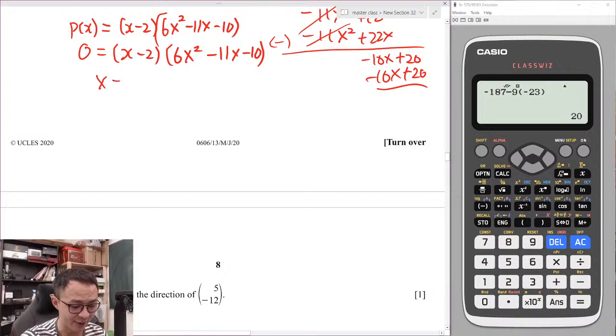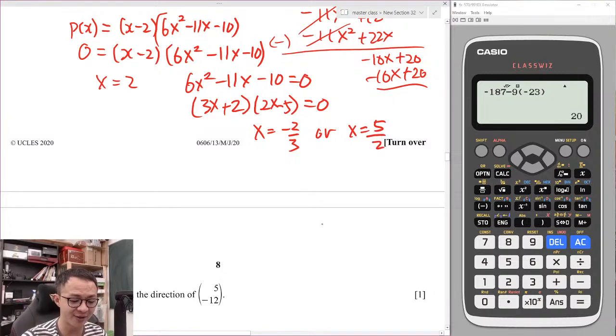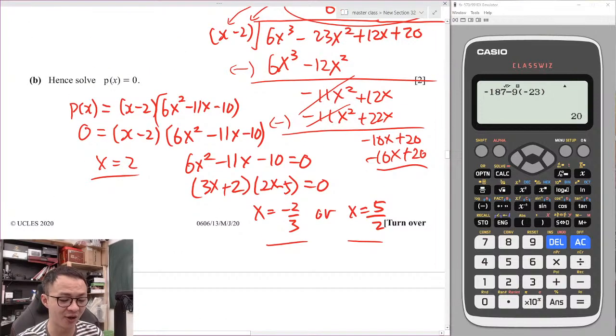This is x equals 2. The other one is 6x squared minus 11x minus 10 equals 0. Factorize it: 3x, 2x, 5, 2, minus plus. So x equals negative 2 over 3 and or x equals 5 over 2. So you have three answers, 1, 2, 3. Okay, this is how we solve these questions.